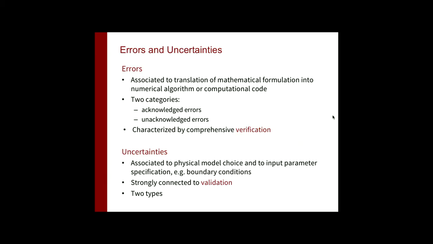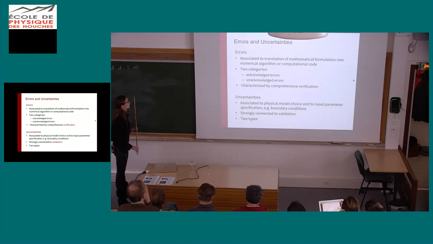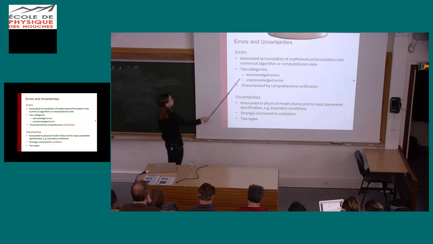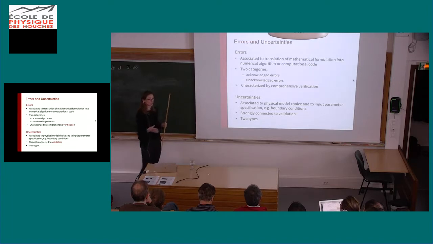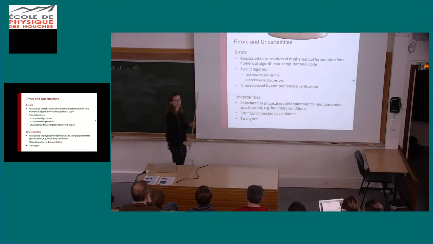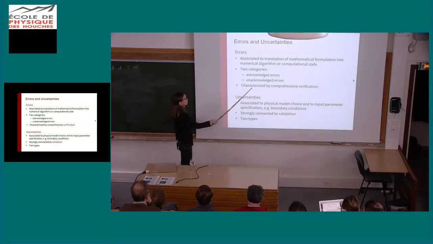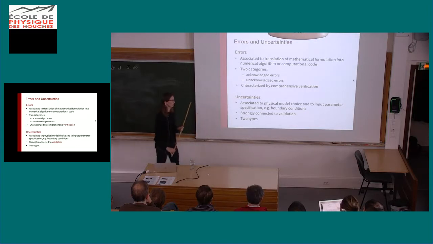Okay, at this point, I quickly want to make the distinction between errors and uncertainties. We talk about errors as being associated to the translation of a mathematical formulation into a numerical algorithm or a computational code. So this is a mathematical problem, right? And you have two categories. You have acknowledged errors like convergence errors or discretization errors. And then you have unacknowledged errors that might be user errors or bugs in your code. If you do comprehensive verification, then you can characterize these.